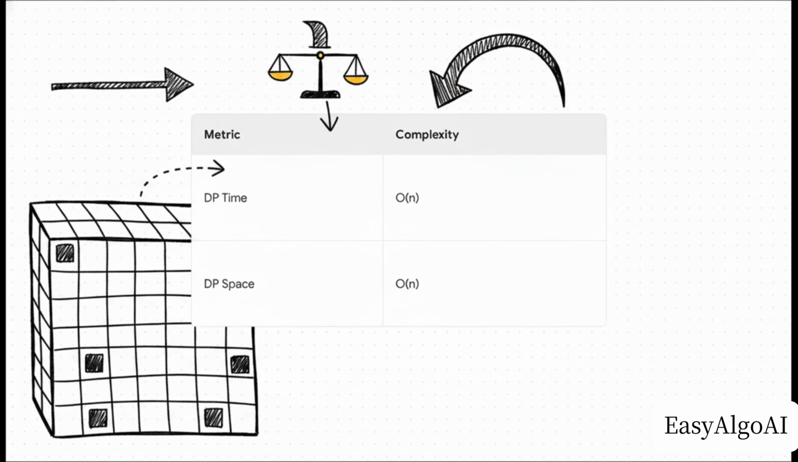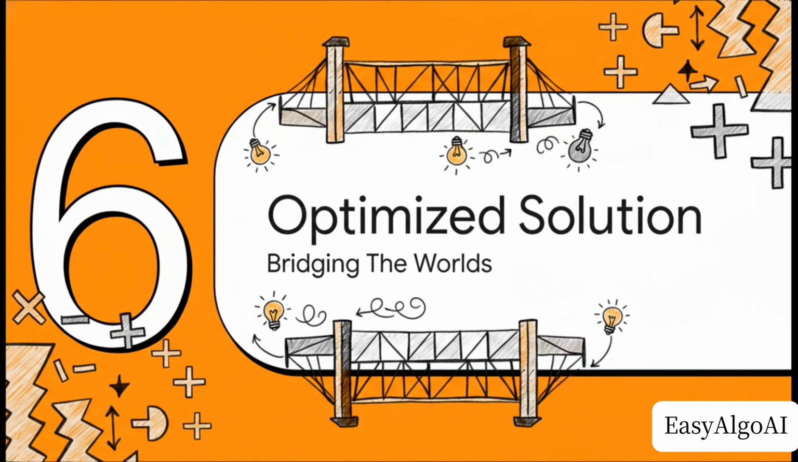But there's a catch. If we look at the complexity table for this traditional DP approach, we spot a clear trade-off. While our time complexity stays at a really speedy O of n, our space complexity has totally ballooned up to O of n. Why? Because to do textbook dynamic programming, we had to spin up an entirely new array just to store the answers to every single subproblem along the way. And that perfectly sets up our final section, section 6, the optimized solution.